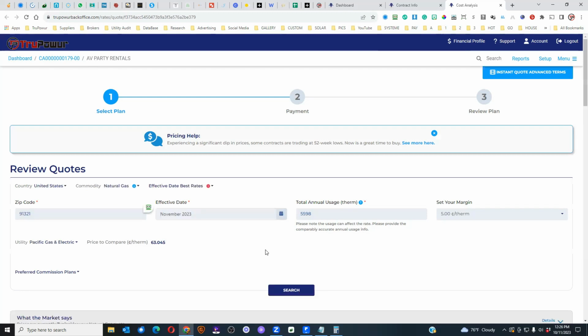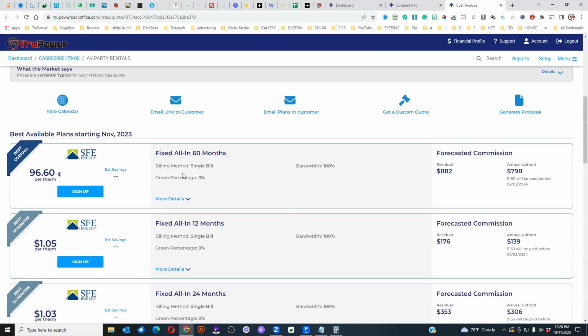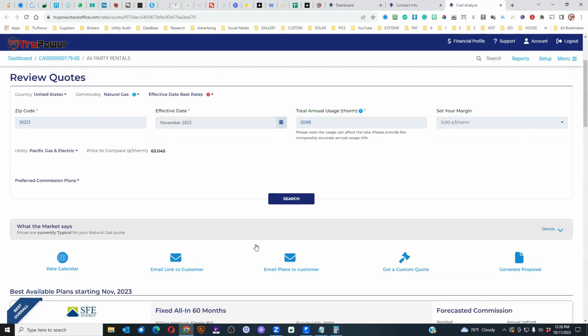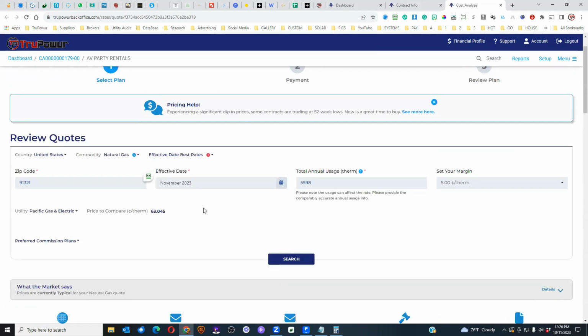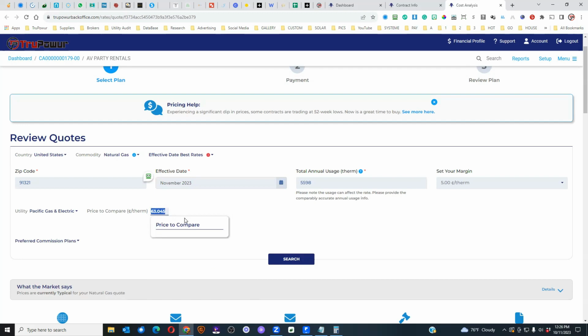And we'll hit update. And so now we see that we've got some rates in here, but we don't have any savings. So why is that? Well, we need to change the price to compare. So that was 154. Here we go.